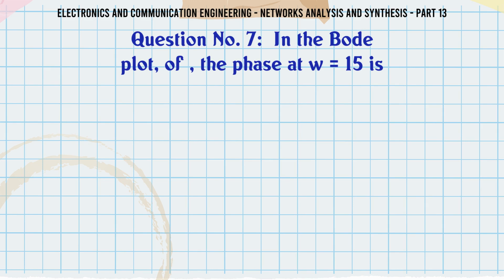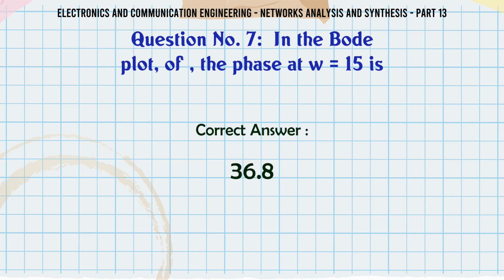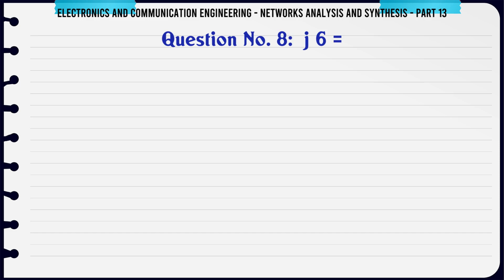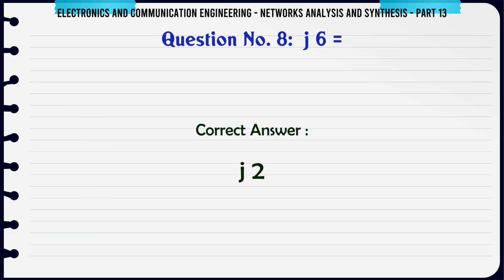In the Bode plot the phase at ω = 15 is A, B 45, C 40, D 36.8. The correct answer is 36.8. J6, A j, B j2, C j3, D j. The correct answer is j2.